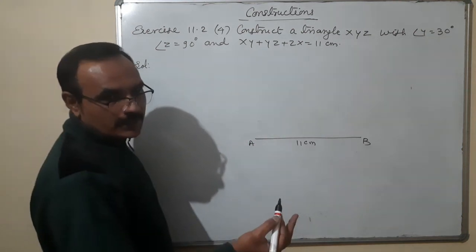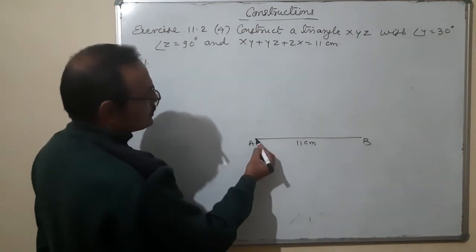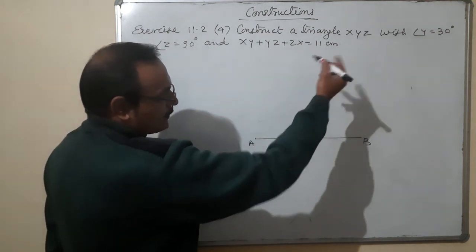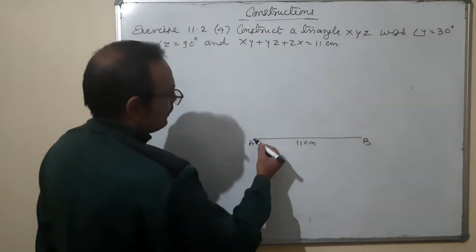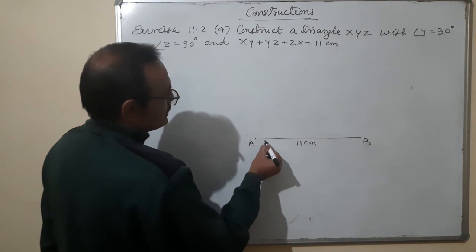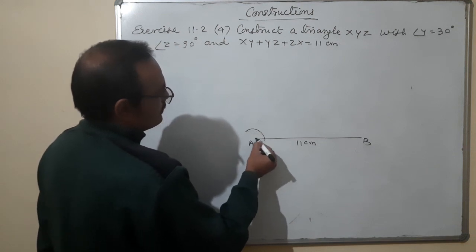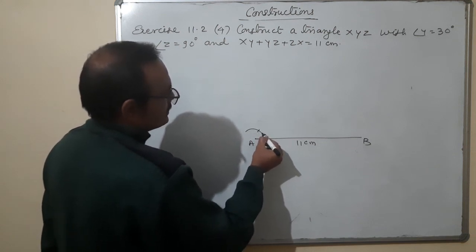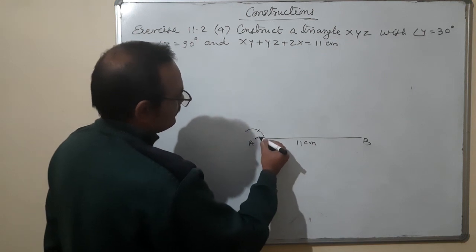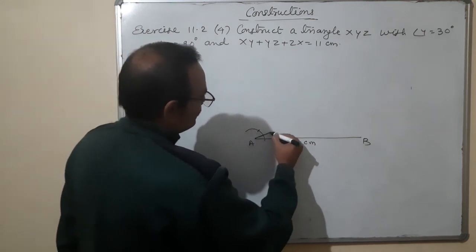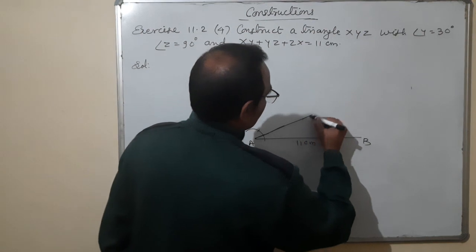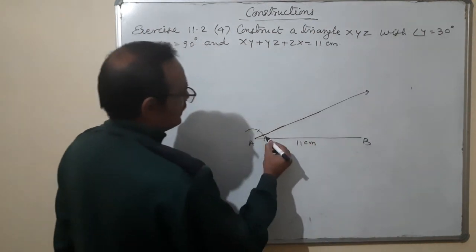I'll tell you the reason why we have made a 30 degree angle. So through point A, we have to draw half of 30, that means 15 degrees. So that means this distance is 60, it is 30, and it is 15. So we have to draw a 15 degree angle.